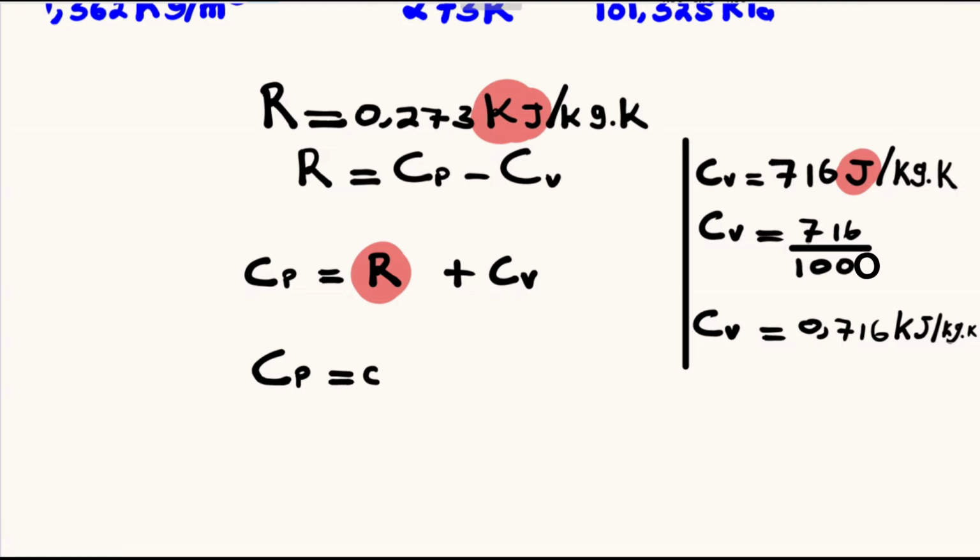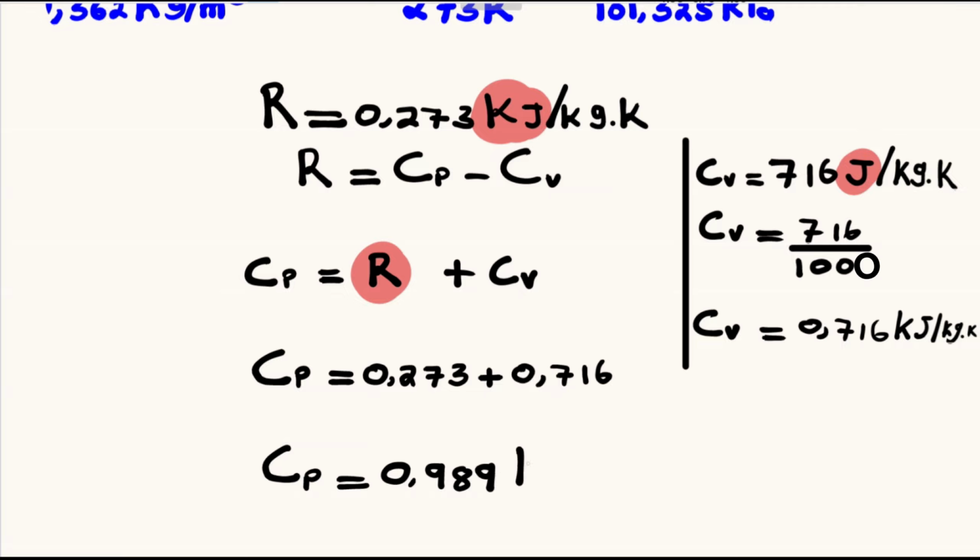So now our R, we substitute 0,273, and our Cv, we substitute the 0,716 kilojoules per kilogram kelvins. Our Cp now is equal to 0,989, and this is in kilojoules per kilogram kelvins, and this will be our answer.